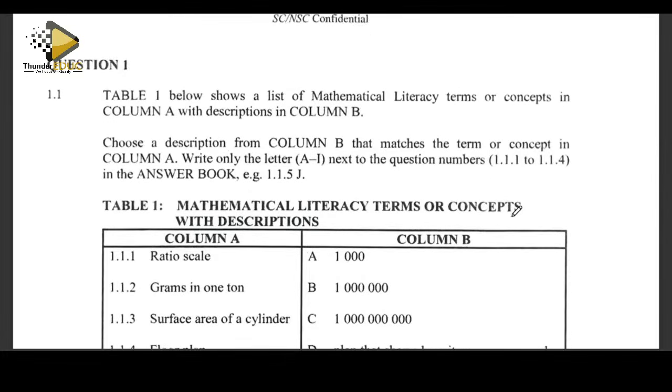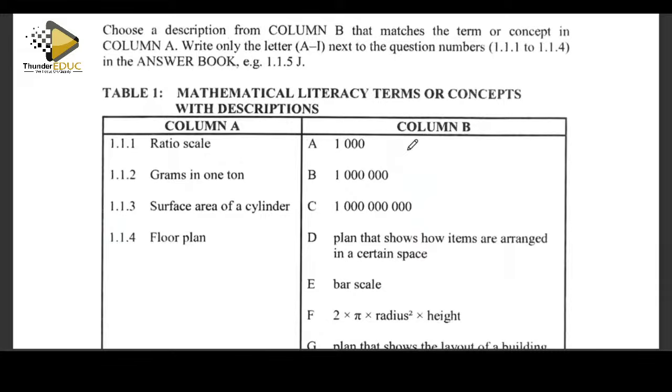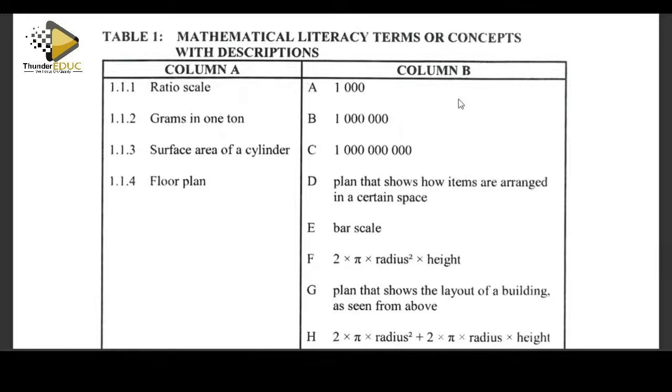Question number 1. Table 1 below shows a list of mathematical literacy terms or concepts in column A with descriptions in column B. Choose a description from column B that matches the term or concept in column A. Write only the letter A to I next to the question number. That means you should not rewrite the words. Anyway, I will write my questions.